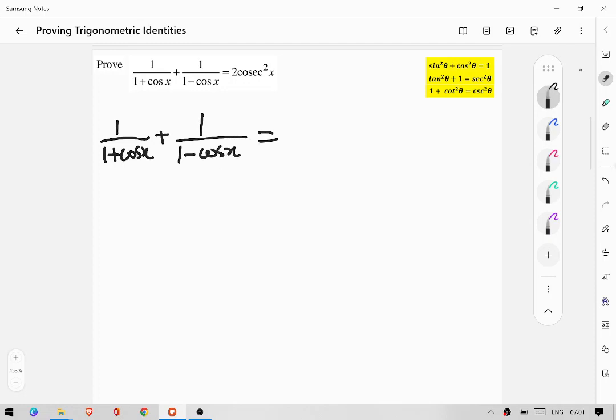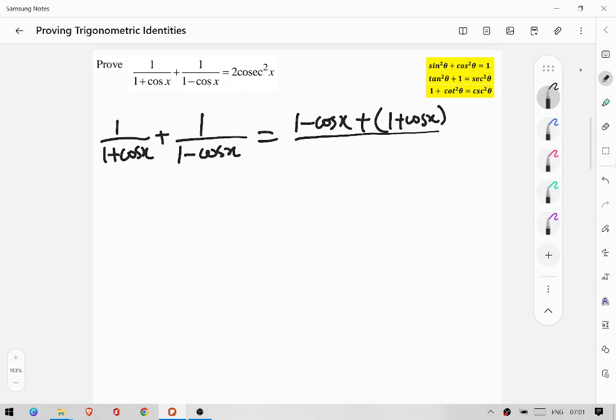Okay, so we have two different fractions with a plus sign in the middle, so we cross multiply. I want to cross this one first. We cross these two first, so 1 minus cos x. And then plus, put a bracket. Cross this one, so 1 plus cos x.